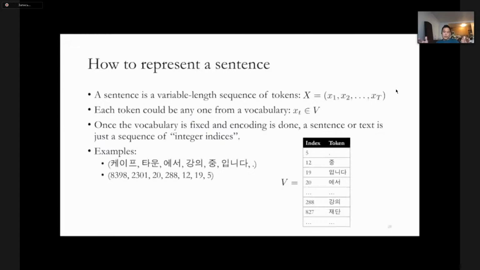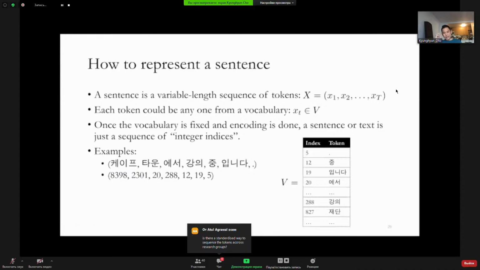Now, once you decide a way in which to represent a sentence, you then end up having every sentence or the document as a sequence of integer indices. What I mean by integer indices is that each and every token is going to be turned into an index that allows you to recover the original token. So the vocabulary that we talked about is not really a set when we try to implement anything, but it's more like a table with the index column and then the corresponding token column.